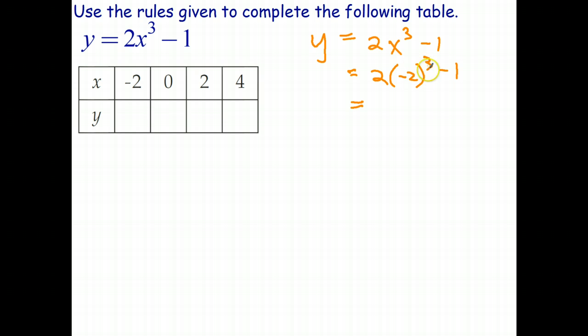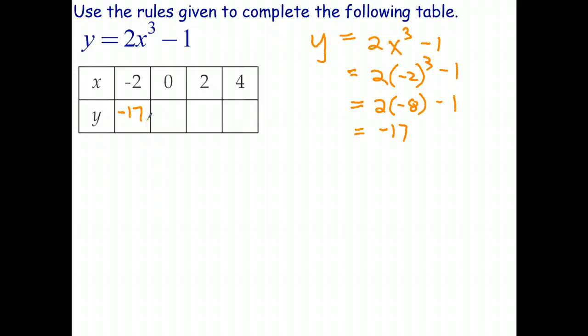Order of operations, I raise to the power first before I multiply. So negative 2 times negative 2 times negative 2. Negative 2 by negative 2 is 4. 4 by negative 2 is negative 8. So that becomes 2 times negative 8, subtract 1. Well, 2 times negative 8 is negative 16. Negative 16 subtract 1 is negative 17, and then I write that value in the table. That's the trickiest one. Why don't you go ahead and stop the video, fill in the rest of the table, and come back and check your answers.